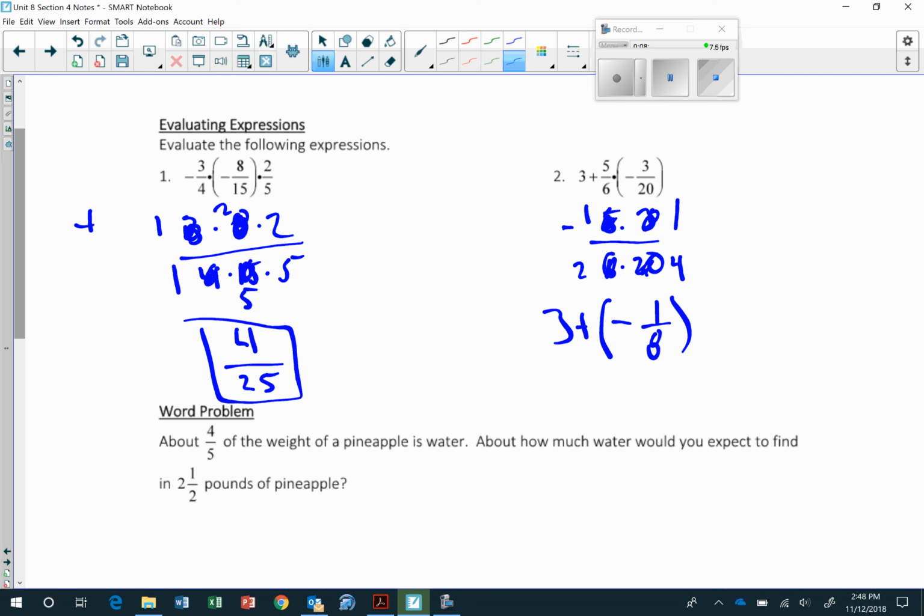And so you could rewrite this if you want. You could find common denominators, but I know that if I do 3 minus 1/8, I'm left with 2 and 7/8 because I'm just taking 1/8 off of that.